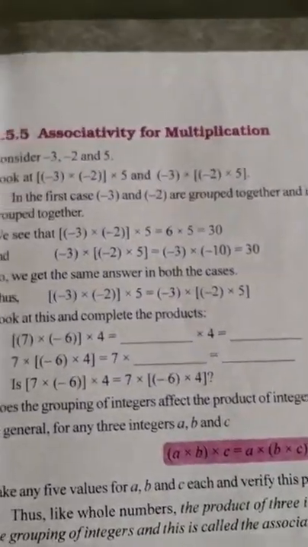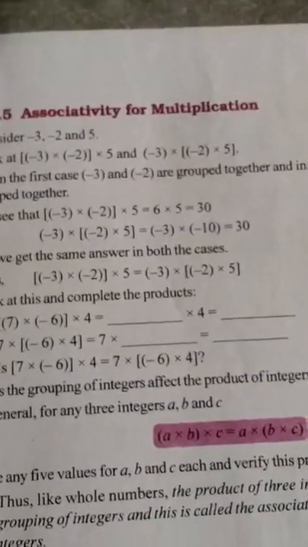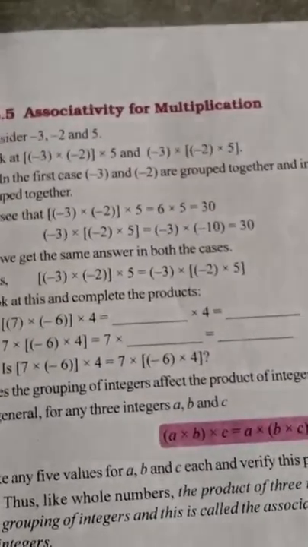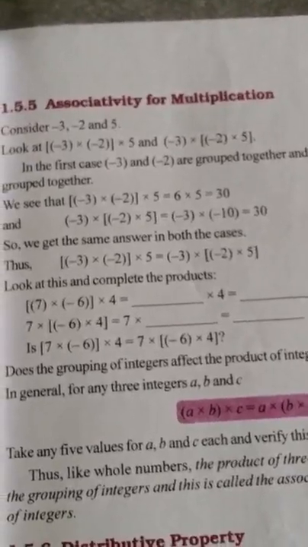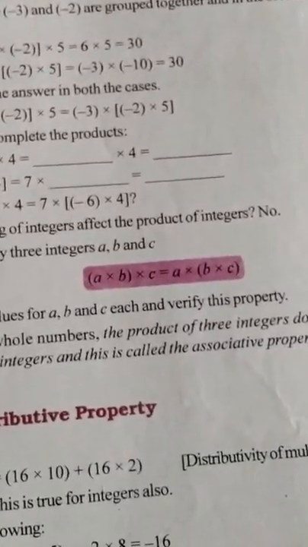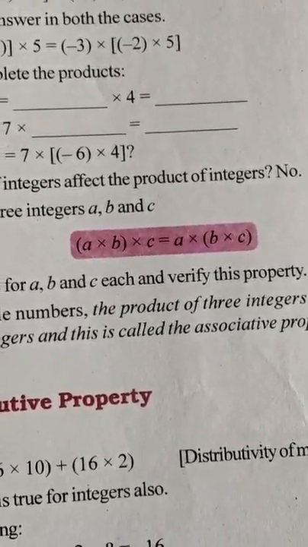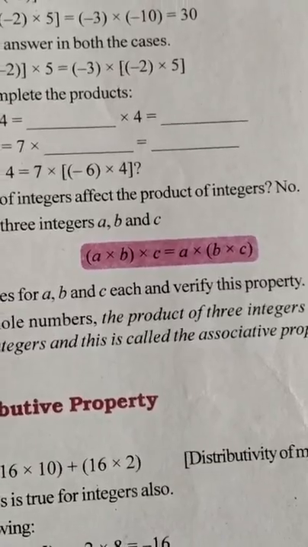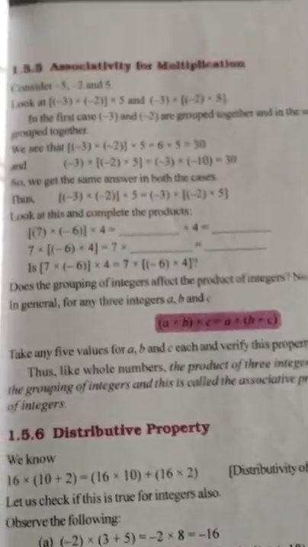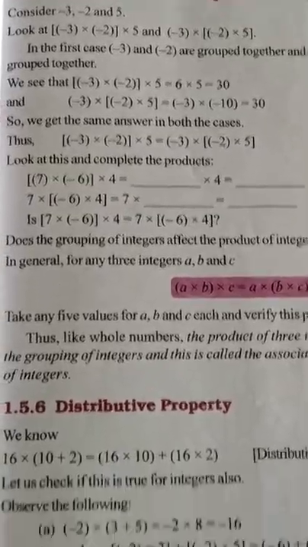Associative multiplication. We learned before this the associative property for addition, and now we have to learn the associative property for multiplication. In this multiplication, (a into b) into c gives a into (b into c). Okay.